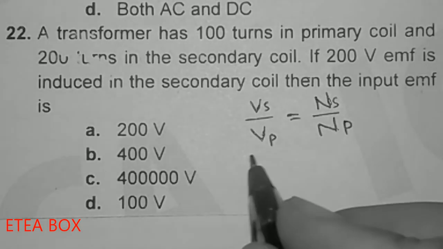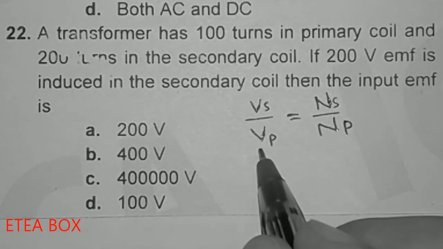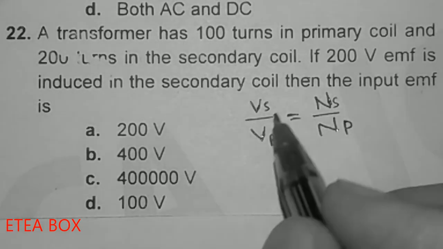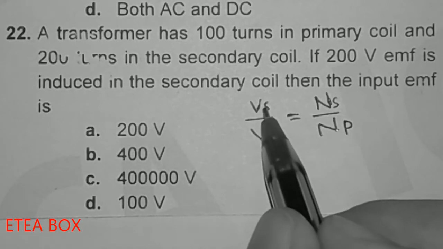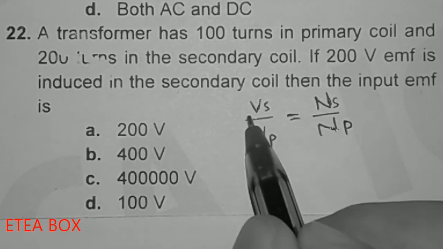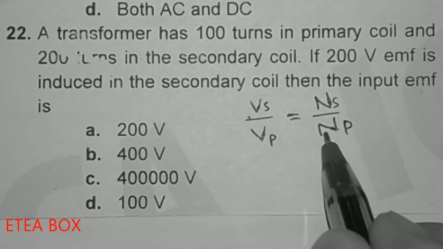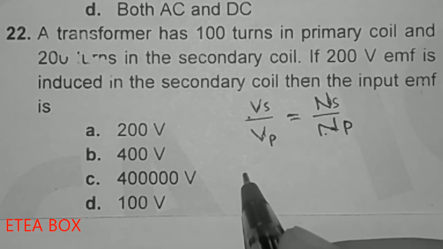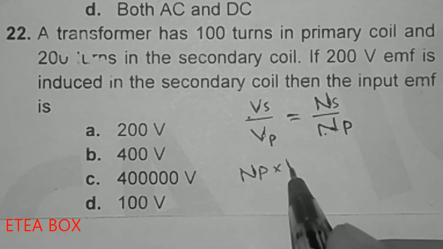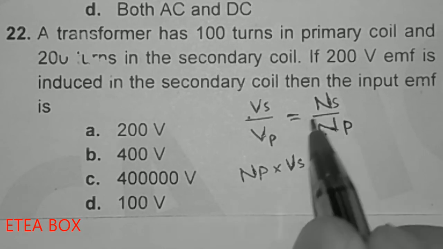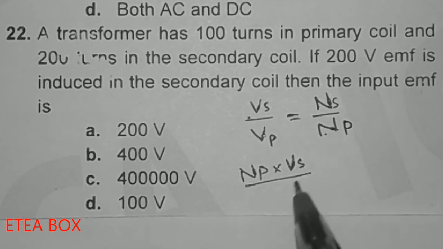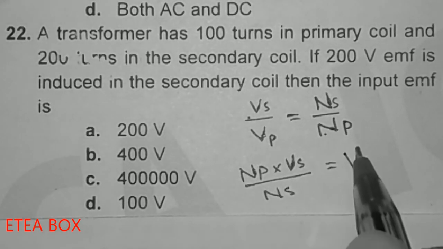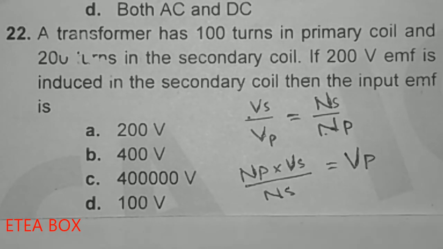Okay, now the required is what? Vp, the voltage in the primary. So what you have to do is bring this Np here, and exchange the places of these two. Like Np multiplied by Vs, and bring this Ns here and Vp there. Ns is equal to Vp. Now the required is Vp.